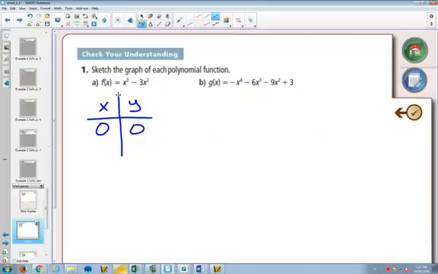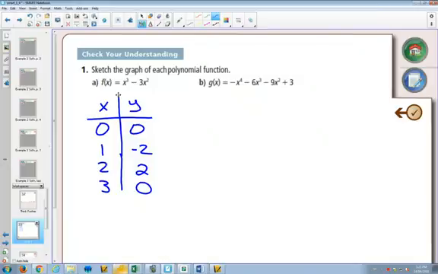If you plug in some other values like 1, 2, 3, what happens when I plug in 1? I get -2. If I plug in 2, I get +2. If I plug in 3, I get 27 minus 27, which is 0. So we can do a table of values. And the more values we do, the more accurate our graph is going to get.